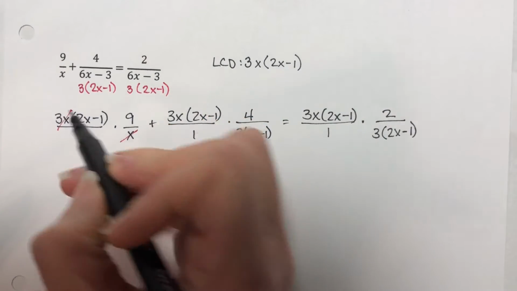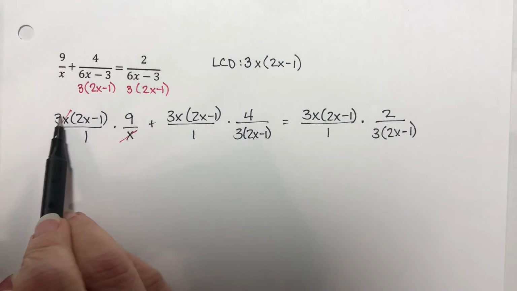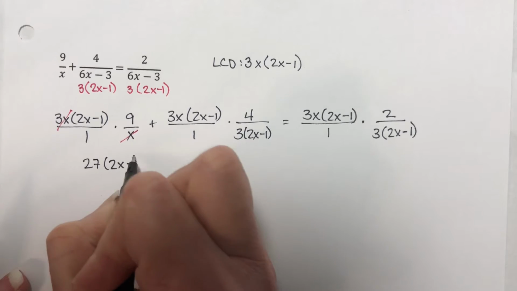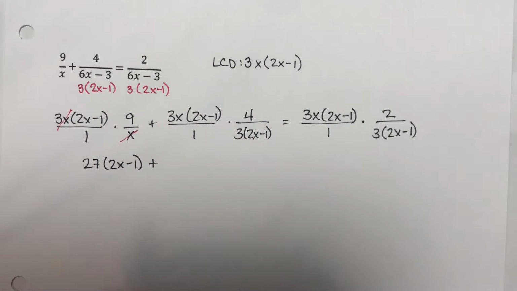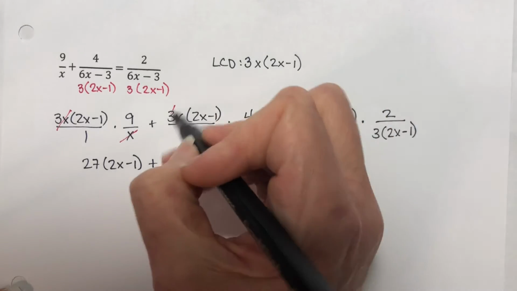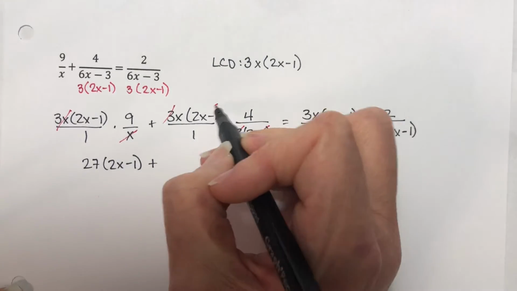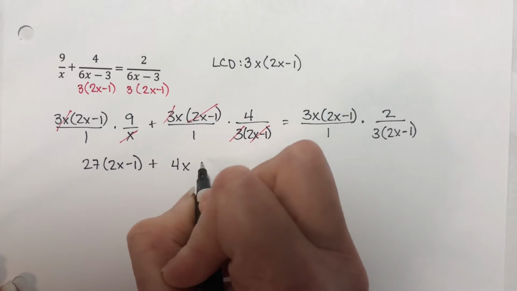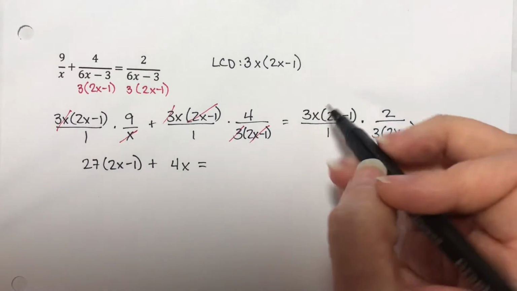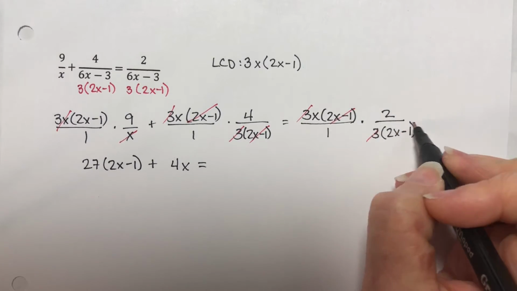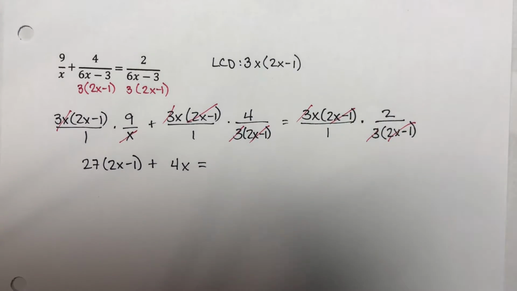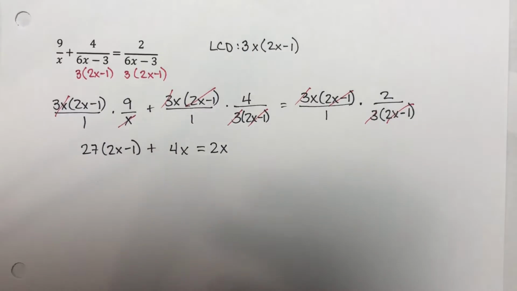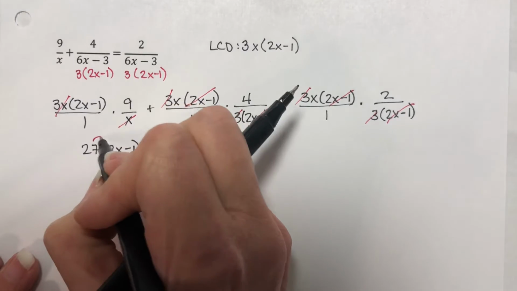Here our x's cancel. So I have 9 times 3, which is 27, times 2x minus 1, plus, here the 3's cancel, the 2x minus 1's cancel, so I have the x left up here, so this is 4x, and this equals, again the 3's cancel and the 2x minus 1 cancels, so I have the x, so this is equal to 2x. Okay, now we need to distribute the 27.